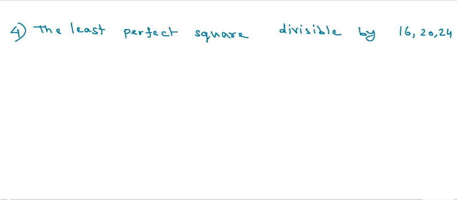We have to find out the least perfect square that is divisible by 16, 20 and 24. So in order to find out the least perfect square, this has to be the multiple of 16, 24 and 20 in order to be divisible by all of them. So we have to find out the LCM in this case.